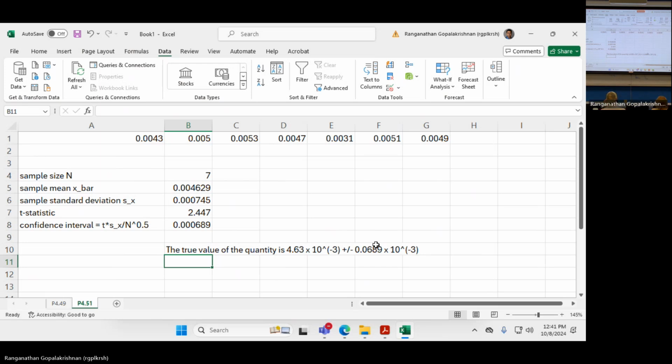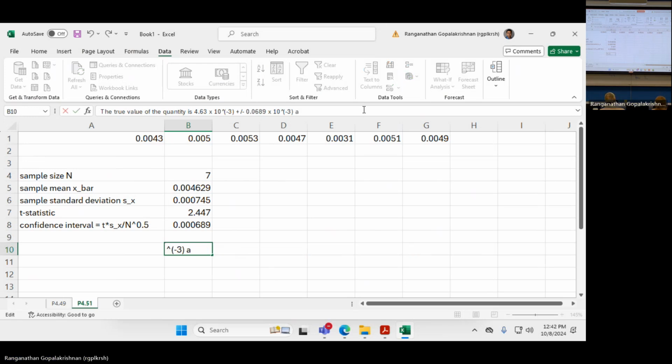Okay. What did I miss in this statement? For the statement to be complete, I left out one thing. Confidence level, very good. At 95% confidence level.